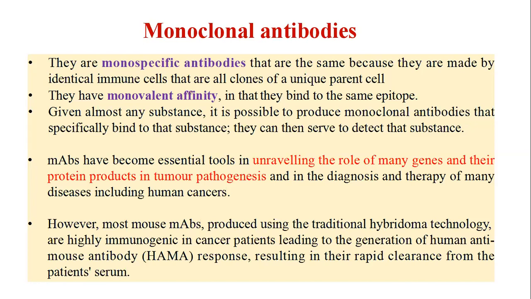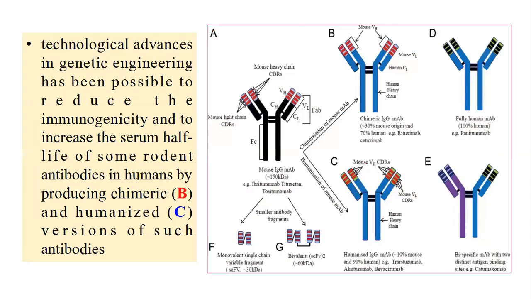However, mostly the mouse monoclonal antibodies produced using traditional hybridoma technology are highly immunogenic in cancer patients, leading to HAMA response. What is HAMA? HAMA is known as the human anti-mouse antibody response. Due to the HAMA response, the antibody is rapidly cleared from the patient's serum. So technological advances in genetic engineering have developed a new type of antibody to reduce the immunogenicity so that it cannot be cleared very easily from the human body.